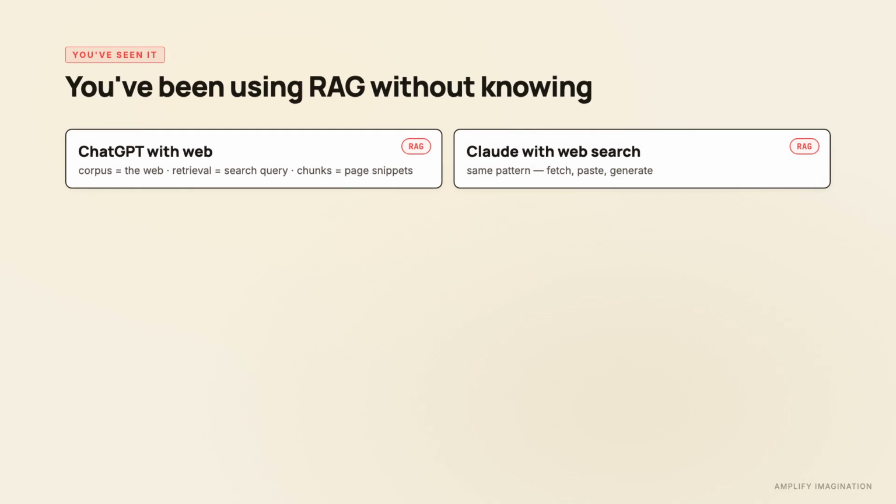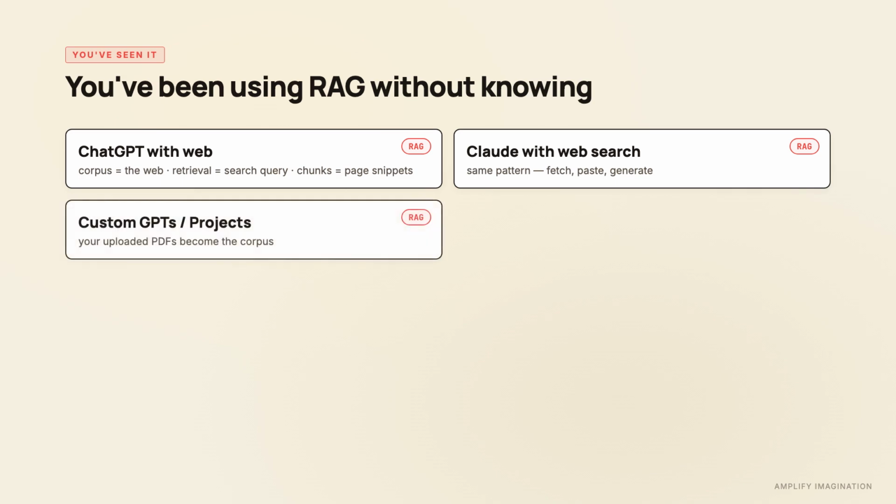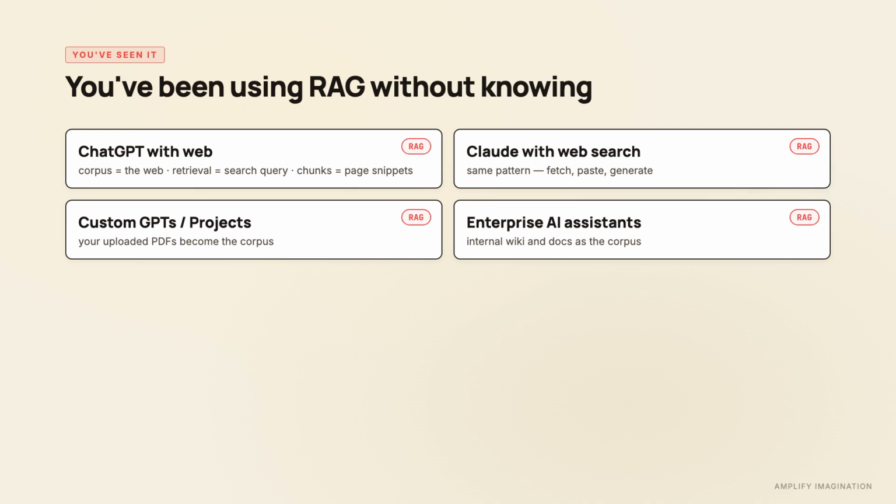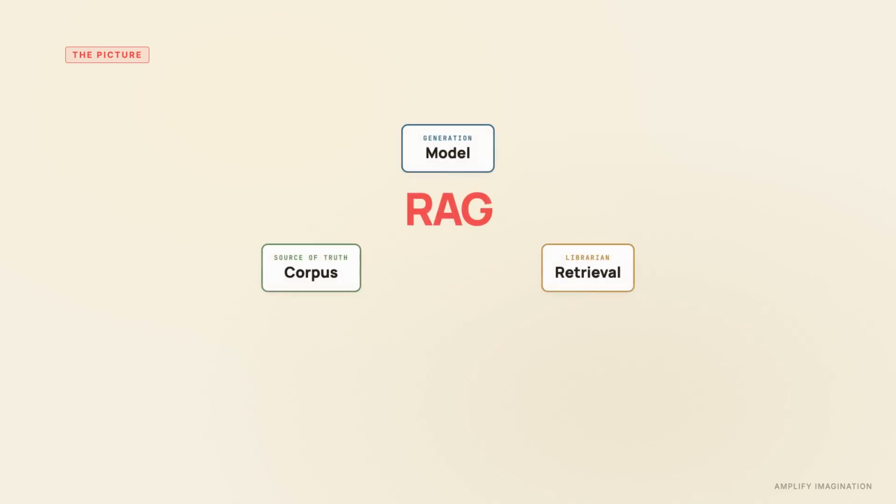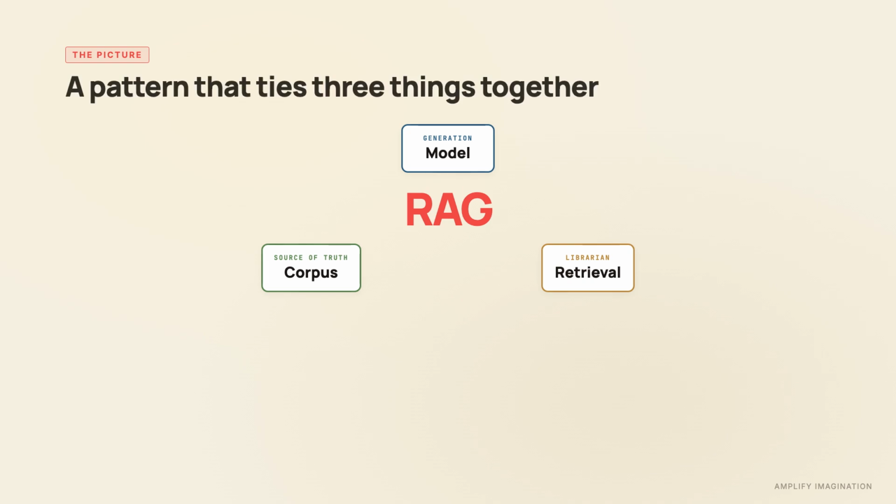The web is the corpus, the retrieval is a search query, the chunks are page snippets. Custom GPTs with uploaded documents. RAG. Enterprise AI assistants that answer from internal wikis. RAG. So here's the picture. The model is the generation engine. The corpus is the source of truth. The retrieval system is the librarian that fetches the right page at the right moment. RAG is the pattern that ties them together.